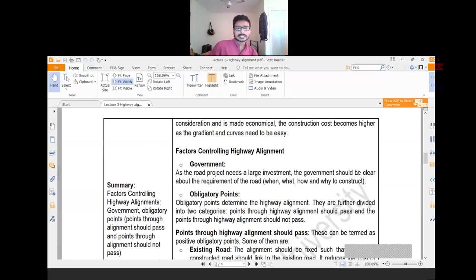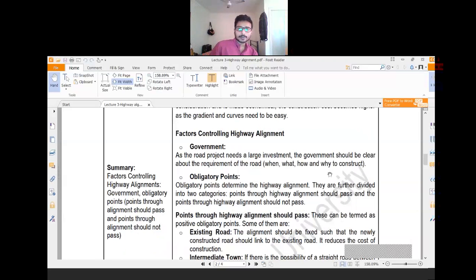Now, next thing is factors controlling highway alignment. This topic is very important, and it comes up in different exams. First one is government. Basically, the government decides where the road will connect, where the road will be laid. The government is the main funding body of road construction in India, so it plays an important role in planning and development of the road.